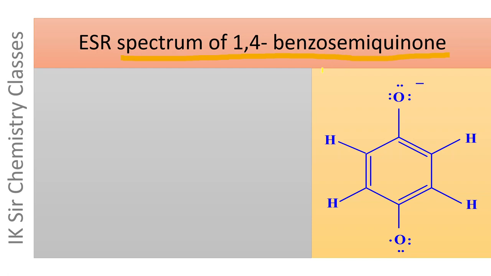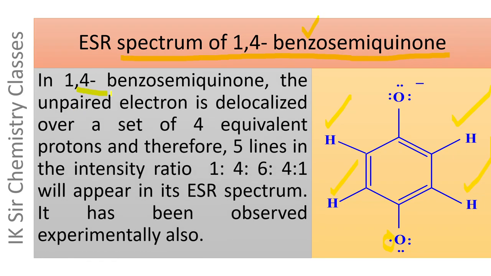ESR spectrum of 1,4 benzosemiquinone. It is the structure of 1,4 benzosemiquinone in which the unpaired electron can be delocalized around 4 equivalent protons. In 1,4 benzosemiquinone, the unpaired electron is delocalized over a set of 4 equivalent protons and therefore n plus 1, 5 lines in the intensity ratio 1 is to 4 is to 6 is to 4 is to 1, as predicted by Pascal's triangle, will appear in its ESR spectrum.